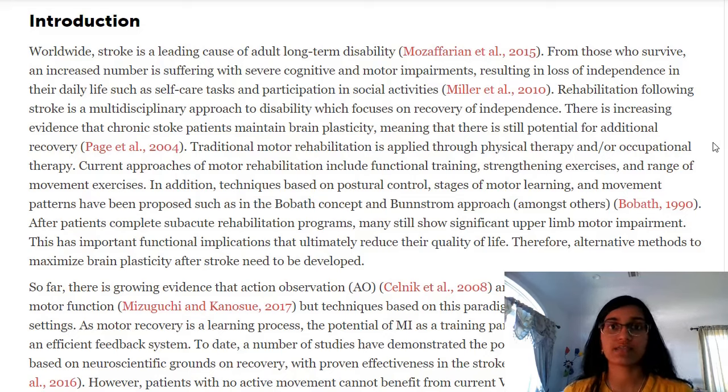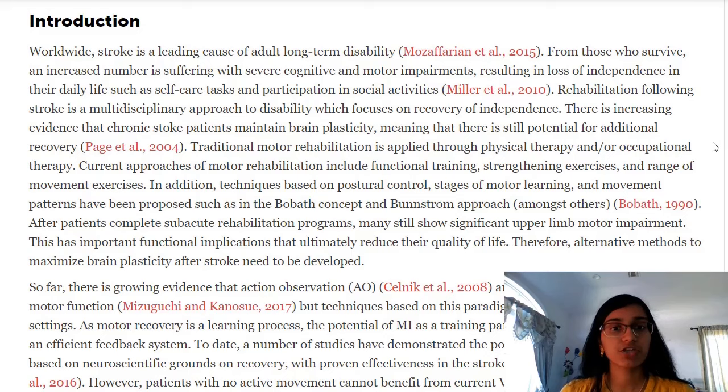Essentially, if any connections in their brain were disrupted because of the stroke, say some neurons died, for instance, because of a lack of blood supply, then they do still maintain the ability to reestablish connections and therefore recover.